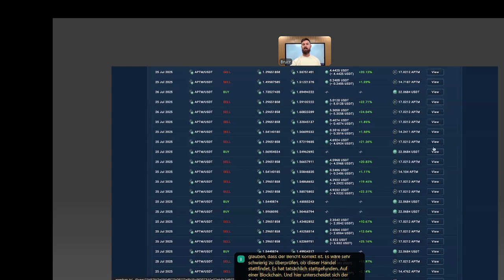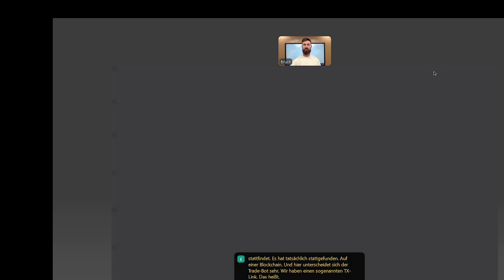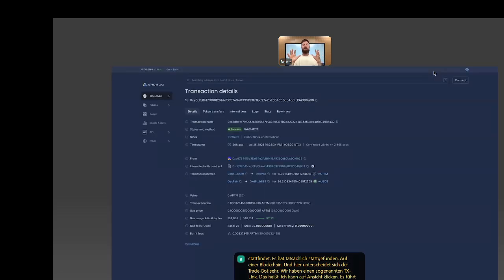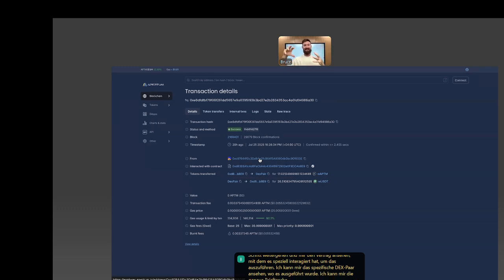We have what's called a TX link, which means I can click on view. It'll take me directly into the Apertum Explorer, and it'll show me the exact transaction that took place on the DEX, on the decentralized exchange, that initiated buy and sell orders as the movement of the markets allowed for it. I can go a step further. I can look at the contract that it specifically interacted with to execute that, the specific DEX pair where it executed it, and the exact wallet and trade vault wallet that it executed it from.